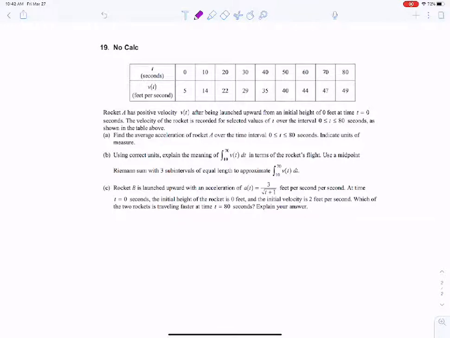So, rocket A has a positive velocity v of t after being launched upward from an initial height of 0 feet at time 0. The velocity of the rocket is recorded from time 0 to 80, as shown in the graph above. So then we got to do all these different things for it.